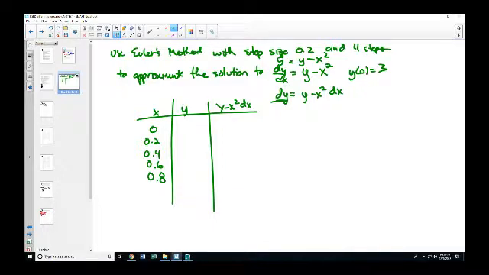All right, so our x is 0, our y is 3 to begin with. What's our step size? It's 0.2, right? Okay, so just plug in stuff to your formula now. So 3 minus 0 squared times, what's our change in x? 0.2. So that equals 0.6. All right, so this value now is 3 plus 0.6.